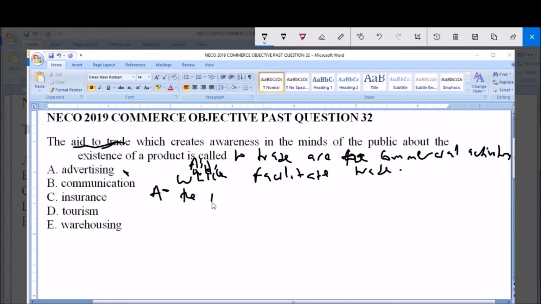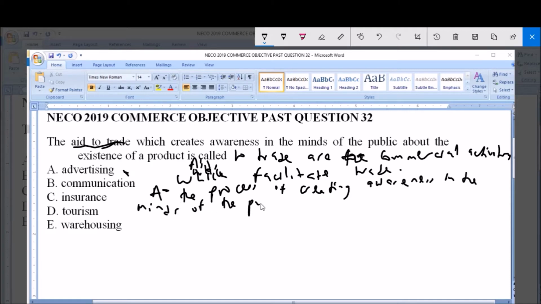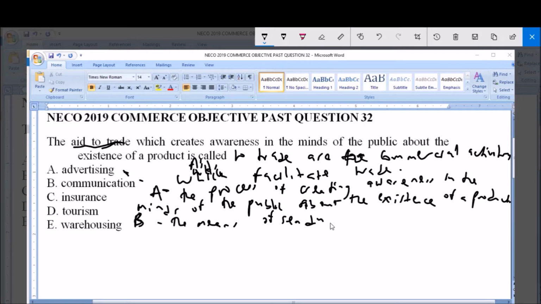Now, advertising refers to the process of creating awareness in the minds of the public about the existence of a product. Now option B, which is communication, refers to the means of sending and receiving information from one place to another.